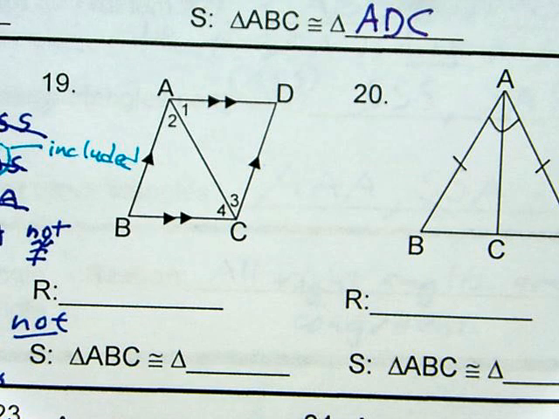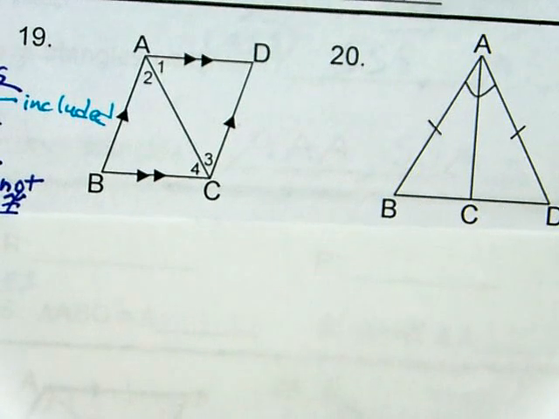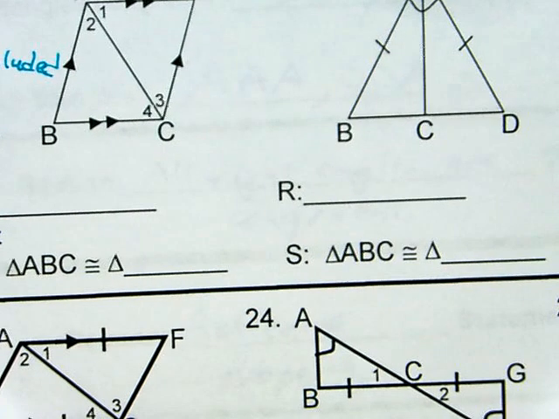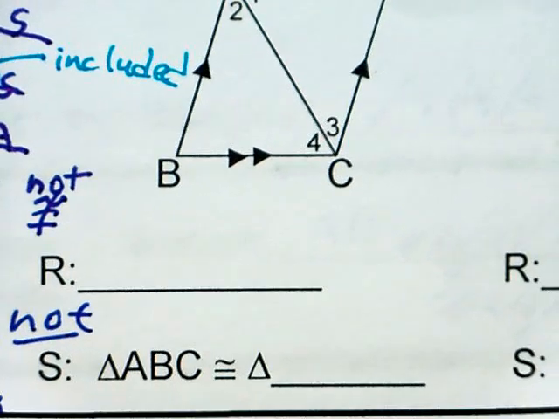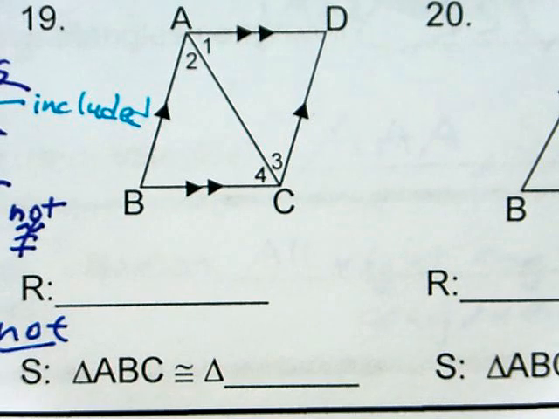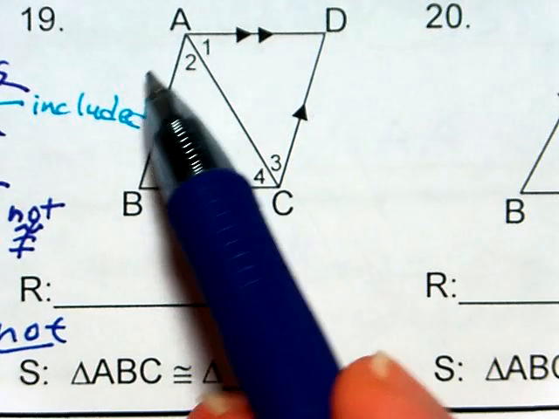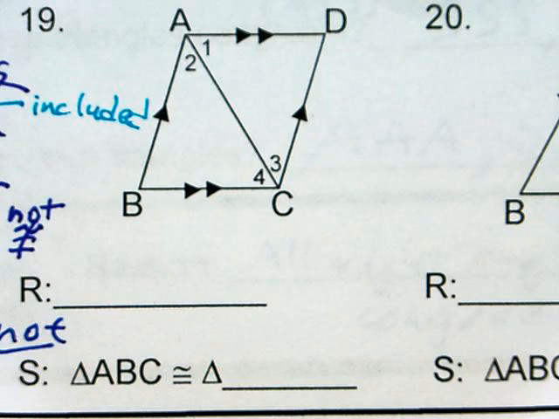And so now we'll move on to problems 19 and 20. The problems are getting slightly more difficult as we go along. Number 19 is asking us to talk about triangle ABC and it being congruent to another triangle. So what other triangle is in this figure? Besides ABC, can you identify the other triangle?